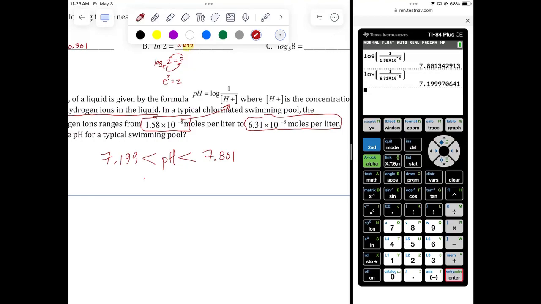Now, do y'all know what neutral is? If I can spell neutral right? I tell you? Or did you say Nutella? Nutella, that's like hazelnut spread. Yeah, neutral is 7.